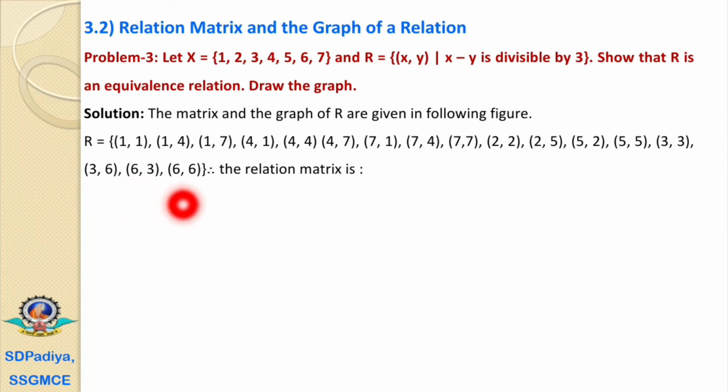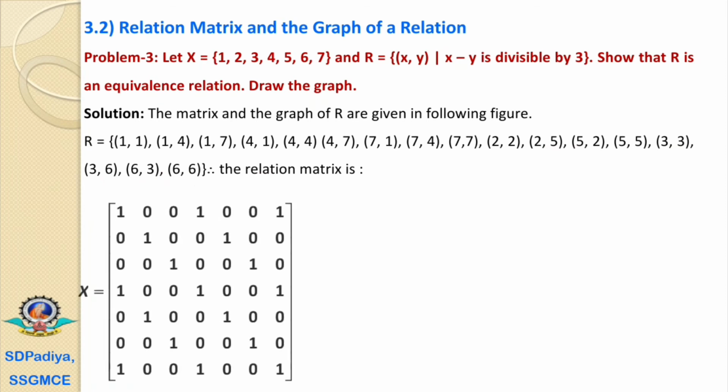Therefore, if we are to design the matrix now, then we have to consider the 7 nodes. The 7 columns are 1, 2, 3, 4, 5, 6, 7 and the 7 rows are 1, 2, 3, 4, 5, 6, 7. If there is a relation, that is (1, 1), that's why we have entered the 1. Next is (1, 4), then we have entered this 1 at the position (1, 4). (1, 7), then we have entered the 1 at the position (1, 7).